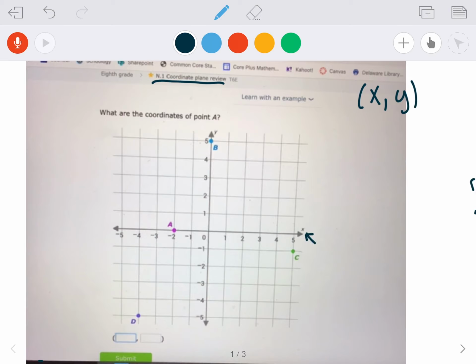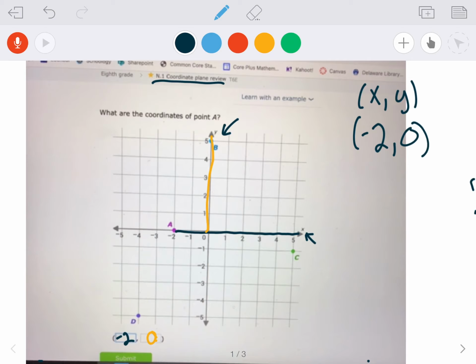As you can see, this is our x-axis, and this is our y-axis. So we're just going to look at where does A fall on the x-axis. So you can tell that when we go on the x-axis, A falls at -2. So we're going to put that in for our first point. All right, and our y, well, if we go on our y-axis to where we find A, it's all the way down to 0. Okay, so it's -2, 0.